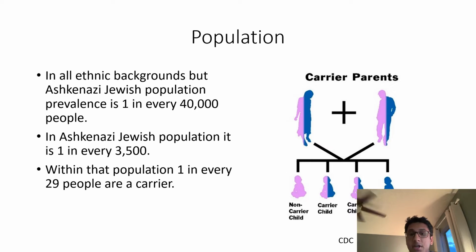Tay-Sachs disease is present in all ethnic backgrounds, but it's most common in the Ashkenazi Jewish population. It's about 1 in every 40,000 people for ethnic backgrounds outside of the Ashkenazi Jewish population, but within that population, it's 1 in every 3,500, with 1 in every 29 people in the Ashkenazi Jewish population being a carrier. This is also how I helped narrow down what mutation I was focusing on, because I want to look for the most prevalent one correlated with Tay-Sachs disease within this population.